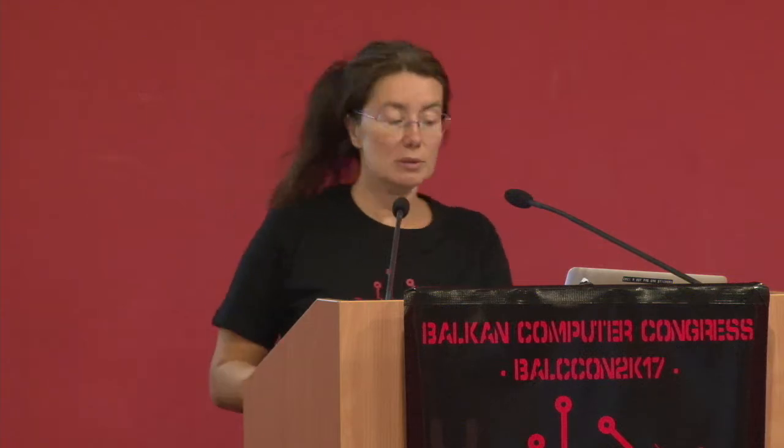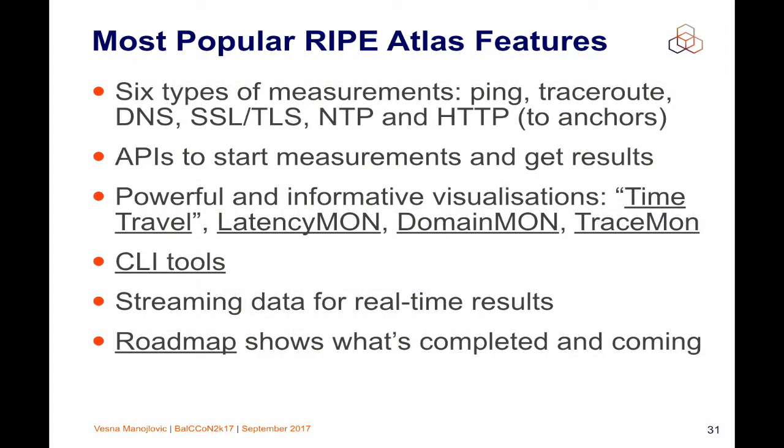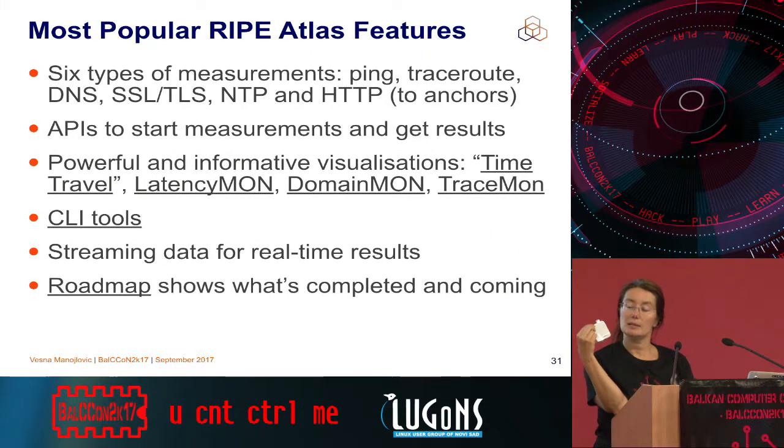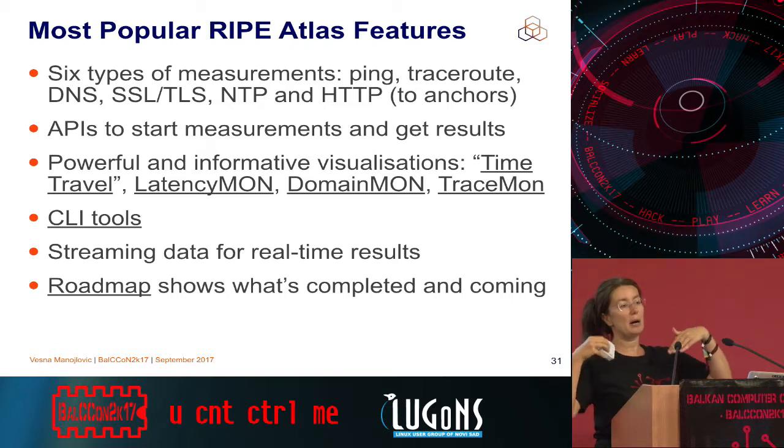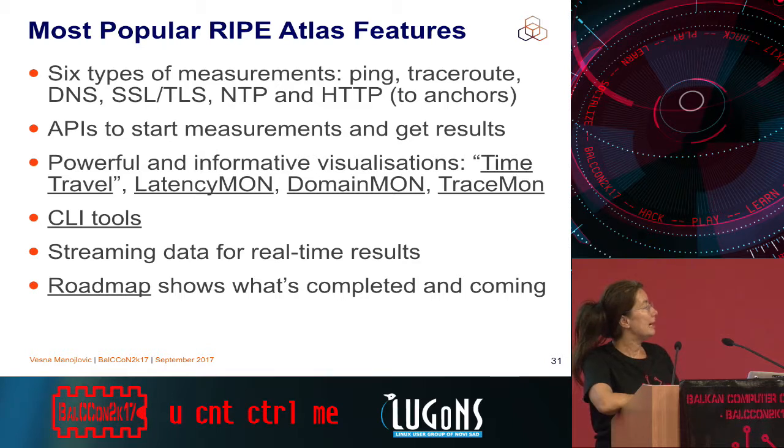And which are the measurements? Well, it's a ping, traceroute, and DNS. Those are the standard ones. And then sometimes you can also ask it to do the SSL, NTP, or HTTP to some different targets, which we call anchors. And so the data is collected by RIPE NCC. It is stored on our servers and then published for everybody to access. So it's an open data, and there is a lot of ways that you can download it.